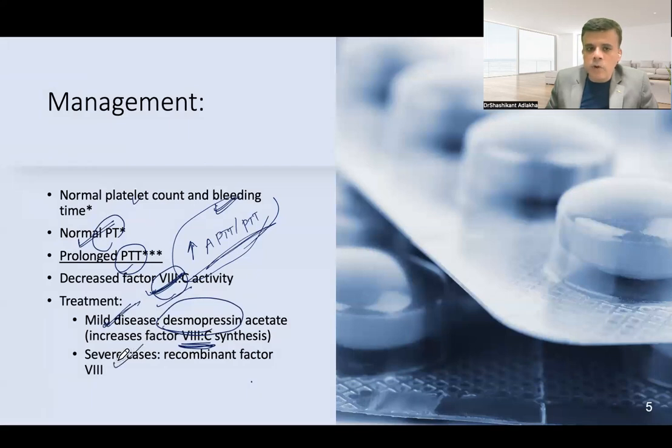In moderate to severe cases, you may directly give factor 8 transfusion, recombinant factor 8 may be given, or even cryoprecipitate may also be given to manage these severe cases of hemophilia.